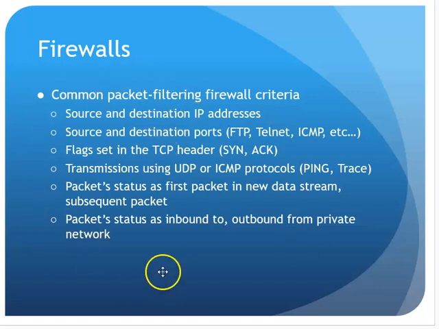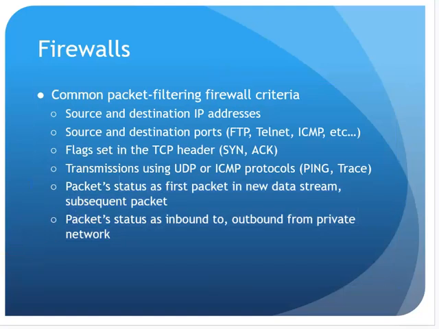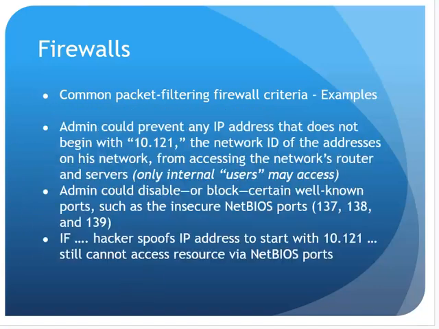This list of criteria should look very similar to when we talked access lists. Source and destination IP, source and destination ports, certain flags on a TCP header, resets and those sorts of things, synchronous acknowledgements, that sort of stuff. Transmission GGDP or ICMP, ping, trace. Packet status is the first or subsequent packet. Packet status is inbound to or outbound from the private network. These can all be criteria. So a couple more here that we didn't have before with our access list.